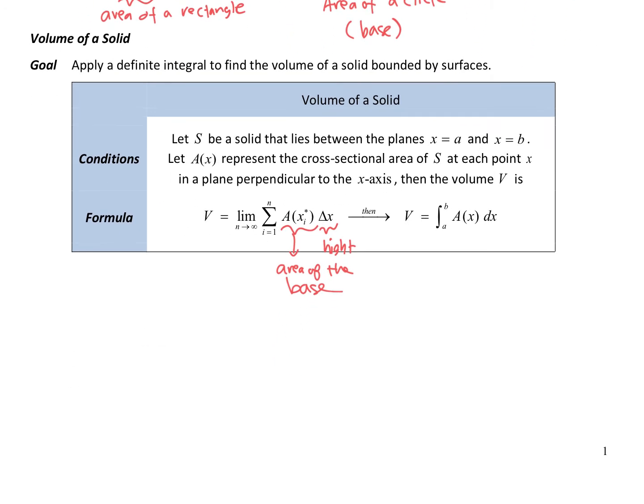So we're going to use this concept to find the volume of a solid. We'll look at the area of a cross-section. We'll look at the slices. That's like our sub-interval, and then dx. This is when we have cross-sectional area at each point x, right?